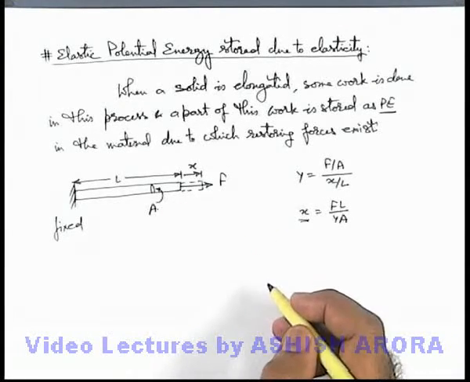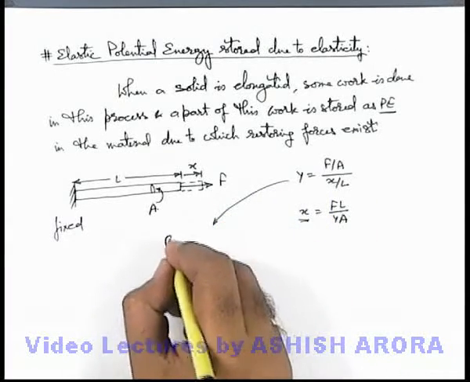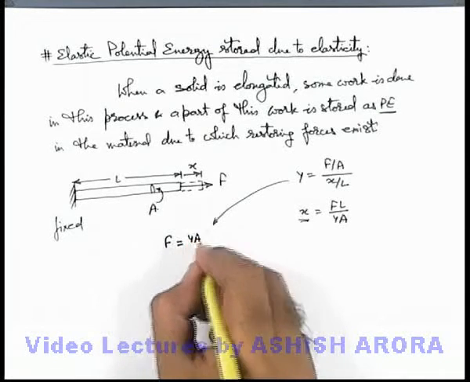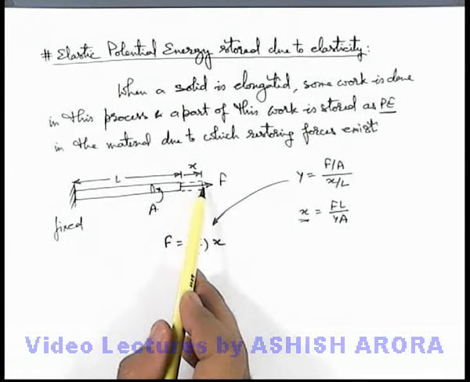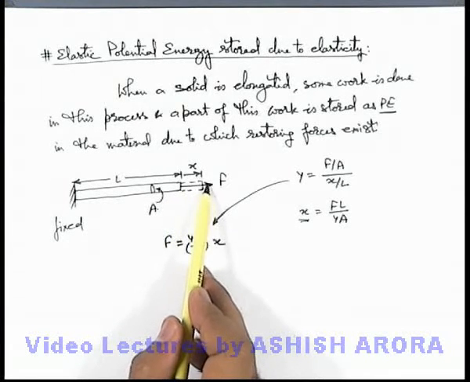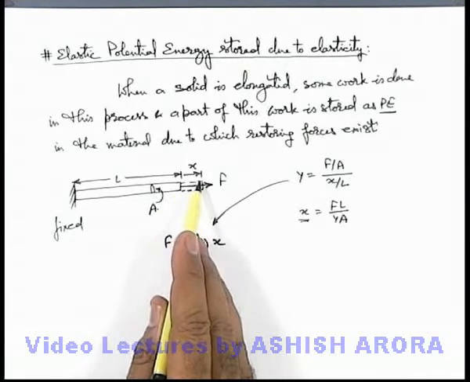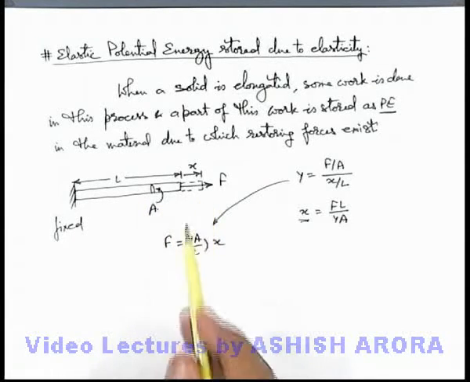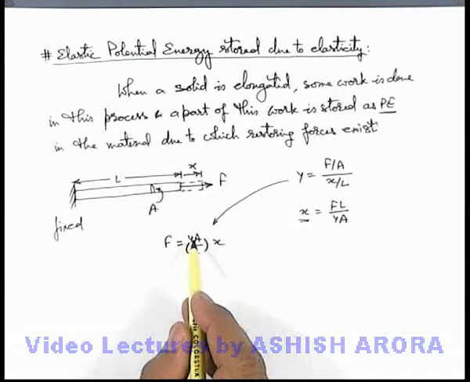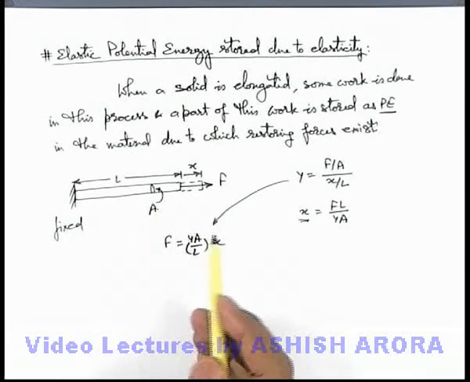Now if you have a look carefully at this expression, it can be rewritten as F equals YA by L into X. That means if the elongation in the rod is X, at equilibrium the external force required to maintain the elongation is YA by L into X, or this force is directly proportional to X. This is as if the rod is behaving like a spring having force constant equal to YA by L, so that if it has an elongation X, the restoring force on it will be Kx.